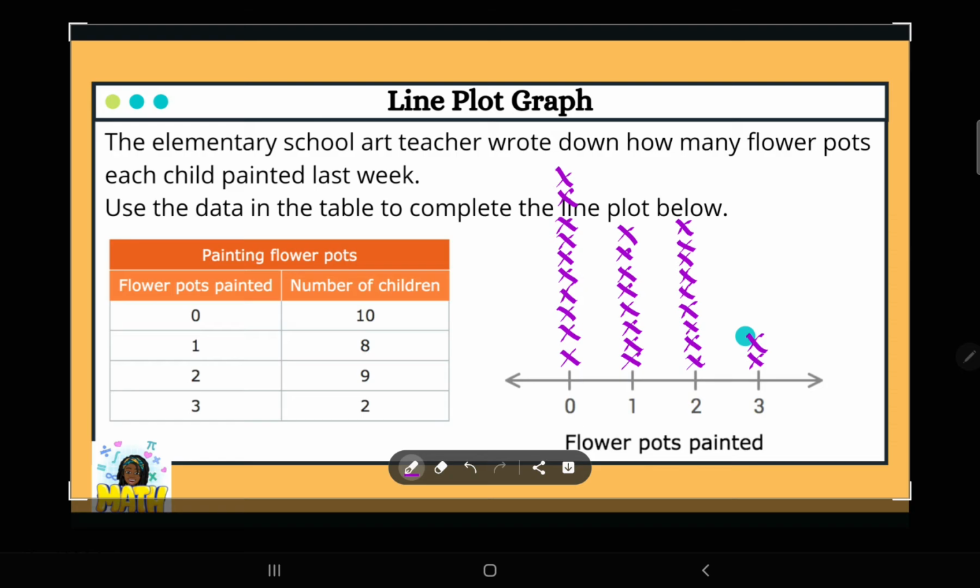Now, if I said how many painted less than 1 flower pot, less than 1 would just be 0, so that would be 10. And if I said how many painted between 0 and 2 flower pots, that would be all of the students on 0, all of the students on 1, and all of the ones on 2.